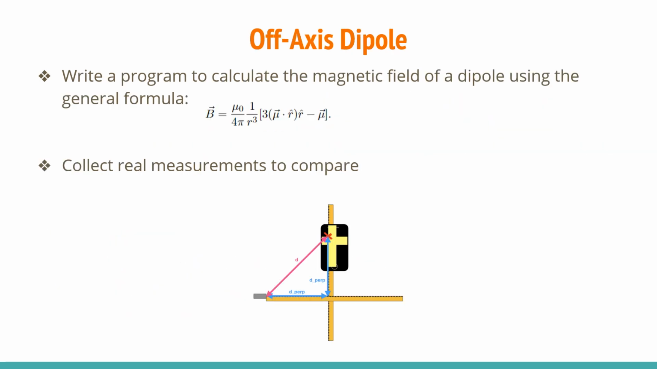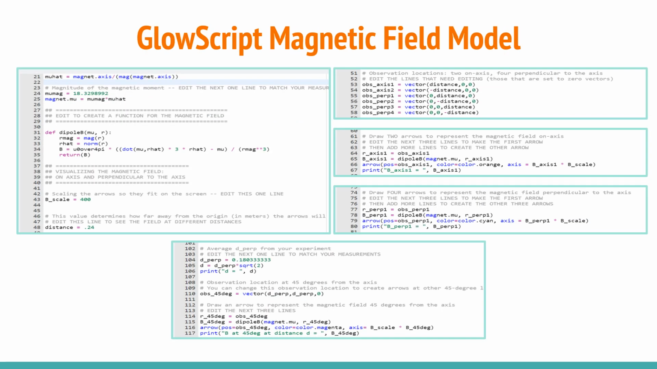Next, I created a computational model of an off-axis dipole using the general formula shown here. I experimented to find values that allow me to compare my computed field to real-life measurements at the same distance d. I inputted my data into the spreadsheet, making sure to correct the y component to account for Earth's magnetic field and repeating my measurements twice for a total of 3. Using the perpendicular distance and a program that implements the Biot-Savart law, I was able to solve for the magnetic field at the perpendicular distance.